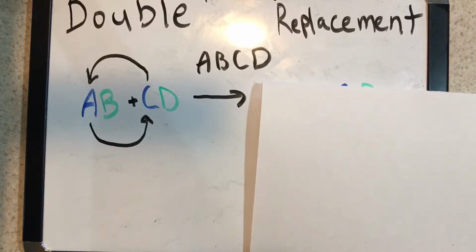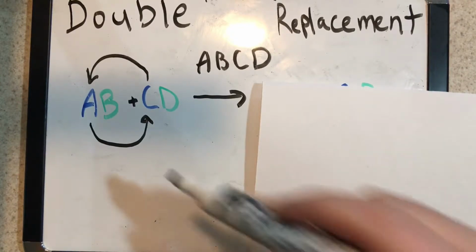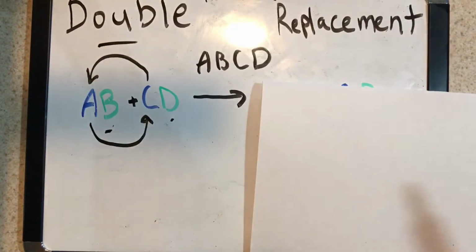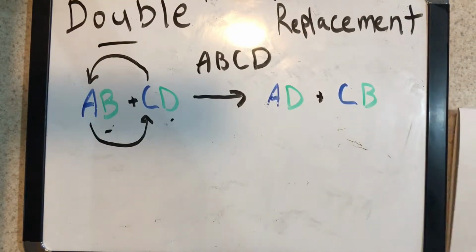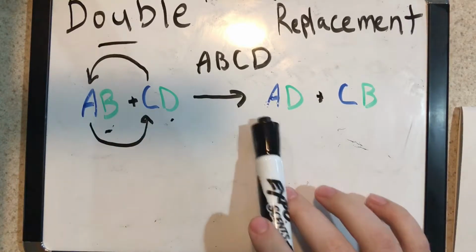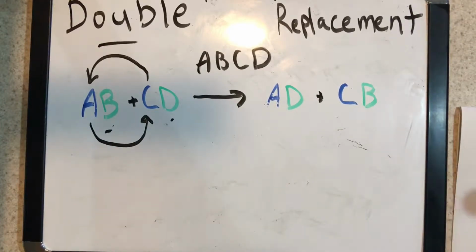And this changes 2 different things. Changes what the B and the D are with. Therefore, it is a double replacement reaction. And this yields the products AD plus CB. As you can see, the order to start goes blue, green, and to end it goes blue, green, which means it is a successful double replacement reaction.